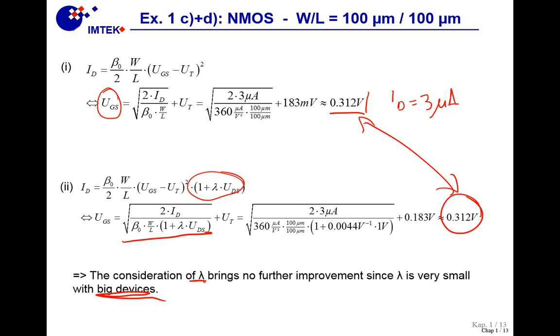Now I simulated this, and then I got a value at UDS of 1 volt. I got a value of 2.97 microamp. Okay, so we have an error of what? 0.03 micro. All right. So as far as this exercise is concerned, we finish. So thank you very much for your attention.